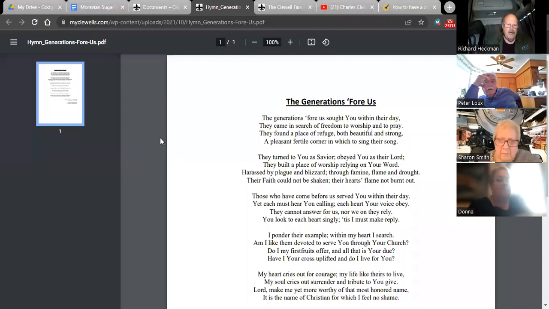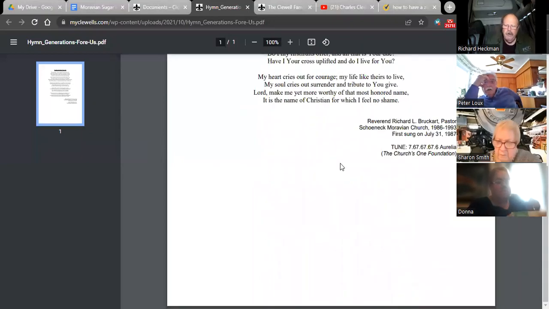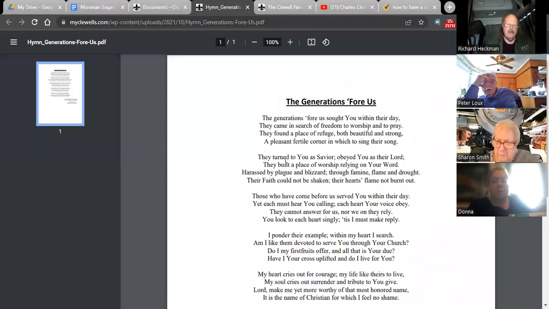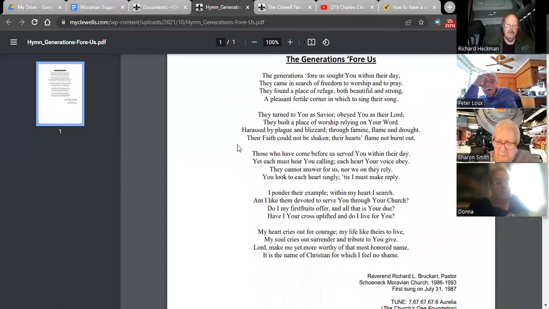Here's something of interest. Rick Brookert. He was one of the pastors of Shennick a number of years ago, and he wrote a hymn for us. And this became a tradition at most of the reunions that the family would sing this hymn together. And it talks about the family and how they came across the Atlantic and eventually settled in the Nazareth area and that sort of thing. I thought it was very nice of him to do something.